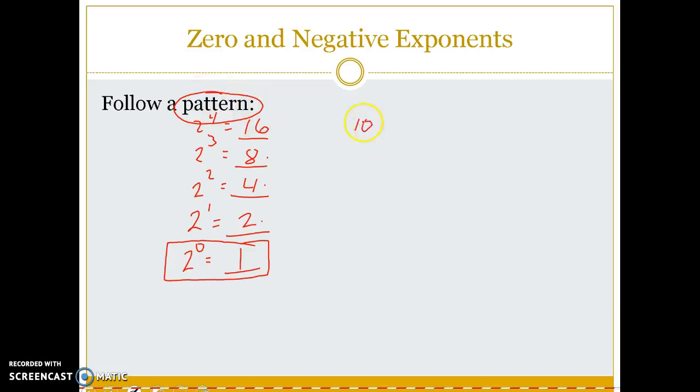Let's say, for example, we have 10 to the 4th, 10 to the 3rd, 10 to the 2nd, and 10 to the 1st. And we try to figure out what all of these are equal to. Well, 10 to the 1st, that's just 10. If I have 10 squared, that's 10 times 10, which is 100. 10 to the 3rd is 3 tens, 10 times 10 times another 10, which is 1,000. 10 to the 4th is 10,000.